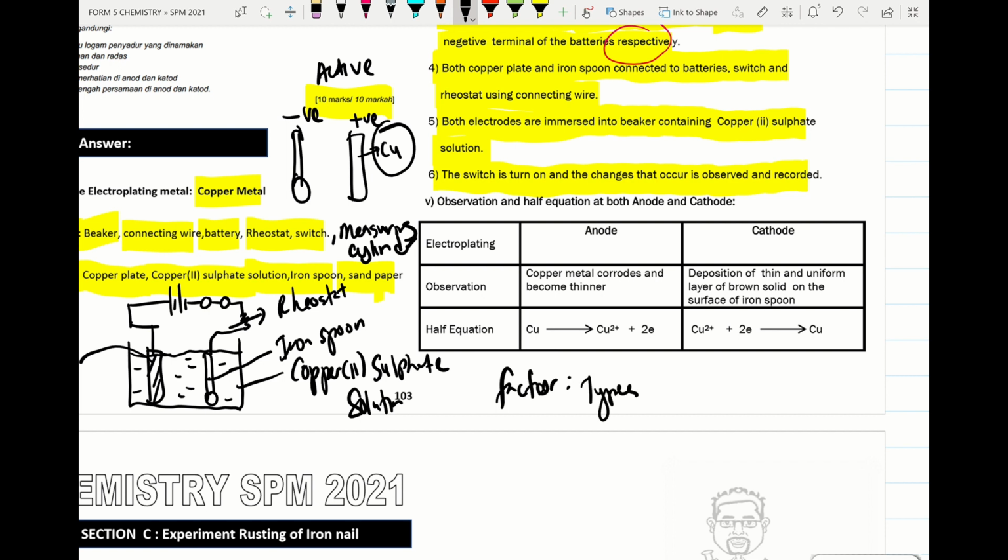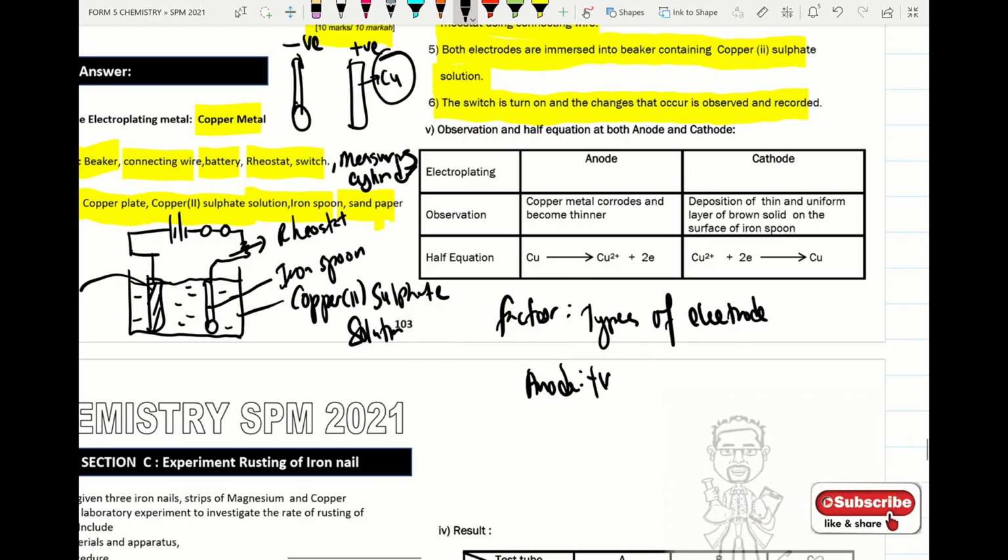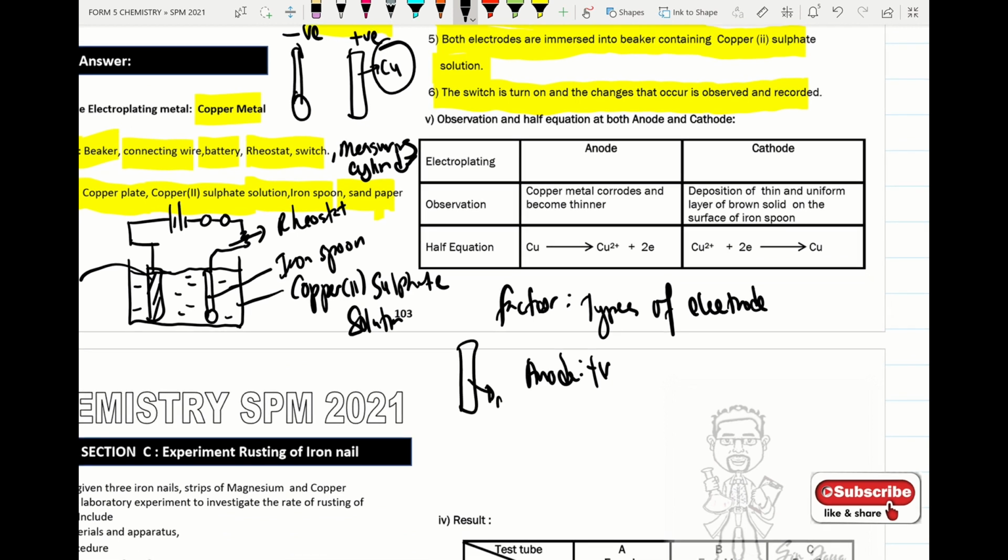Factor 3 is known as the type of electrode. At the anode, which is the positive terminal, the electrode is active, so the copper from the electrode will ionize, or oxidize, to form copper(II) ion by losing 2 electrons.